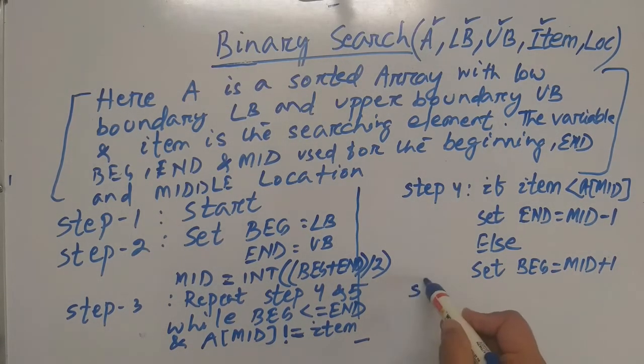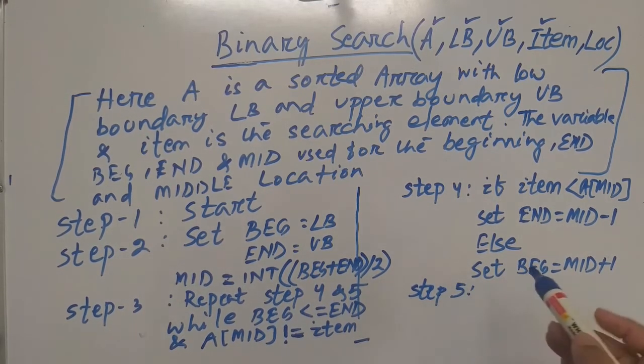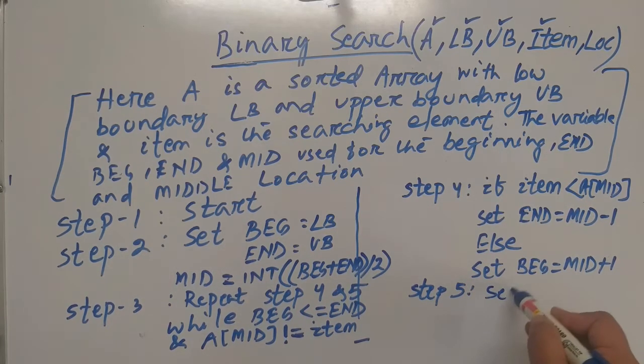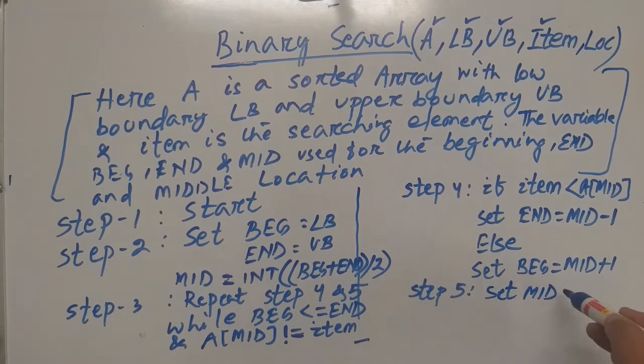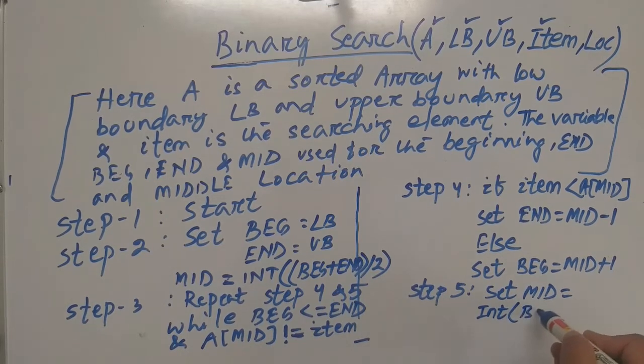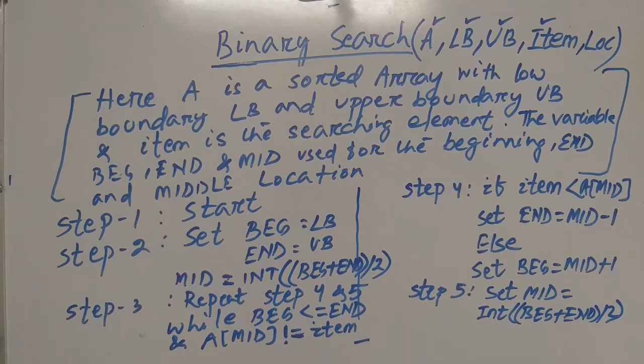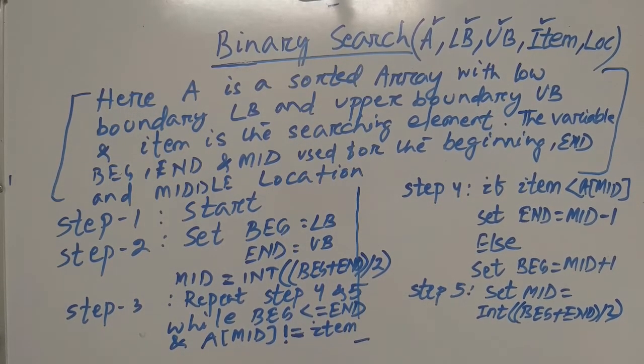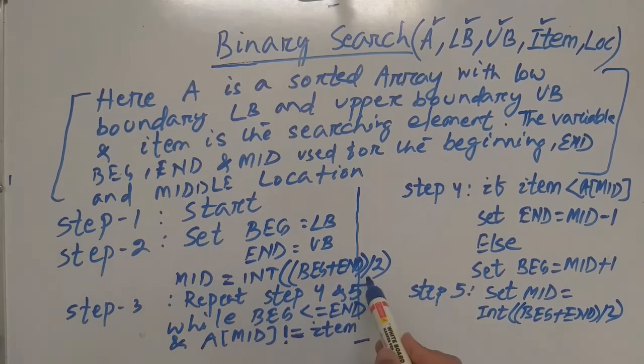Next is step 5. In step 5 we write: set mid equal to integer of (begin plus end) divided by 2. Why are we writing it like this? We already wrote these things here: mid equal to begin plus end divided by 2.